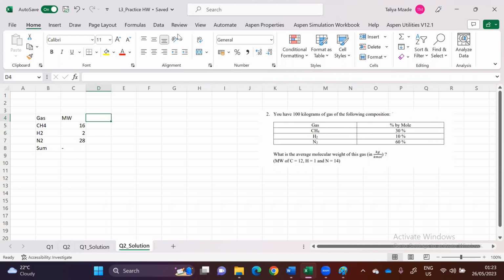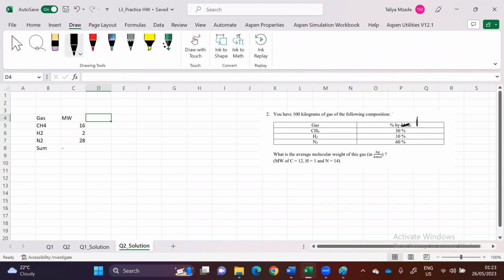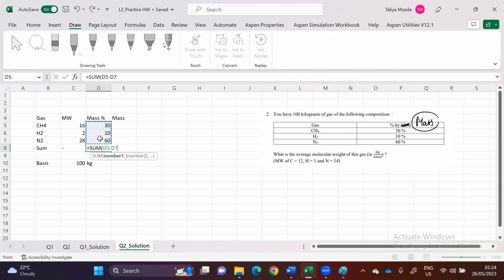Okay, there was one mistake in the question. It should be not mole, it should be mass. In the question, it said you have 100 kilograms of gas of the following composition. It means the basis is chosen and selected again by the question writer. It's 100 kilograms, so I don't need to choose one more basis for myself. I will first write mass composition, then mass. Mass composition is given as 30, then 10, then 60, and the sum will be 100 most probably, yes.